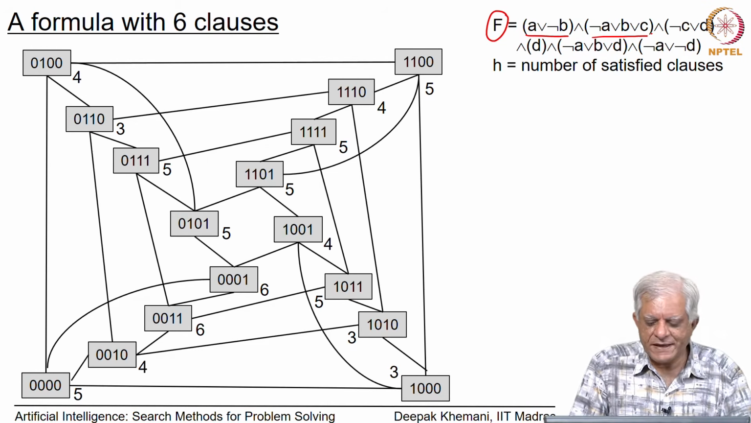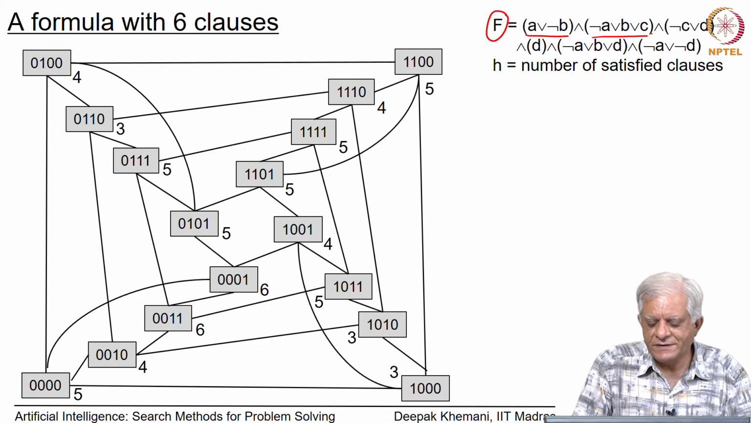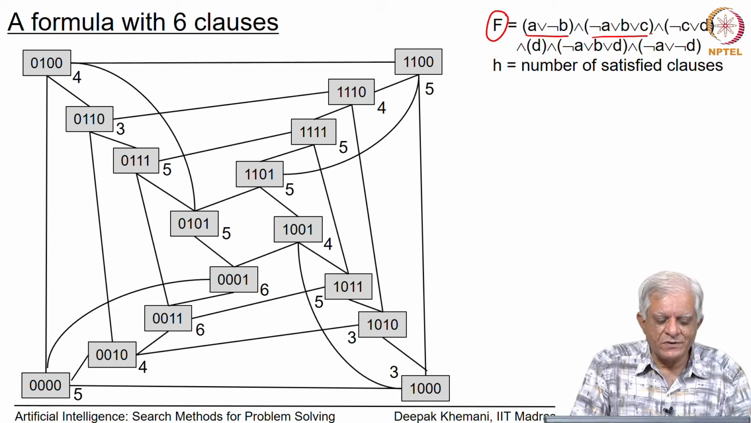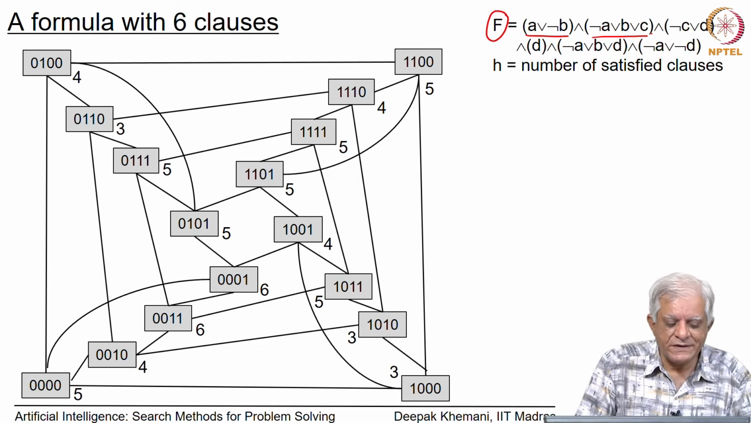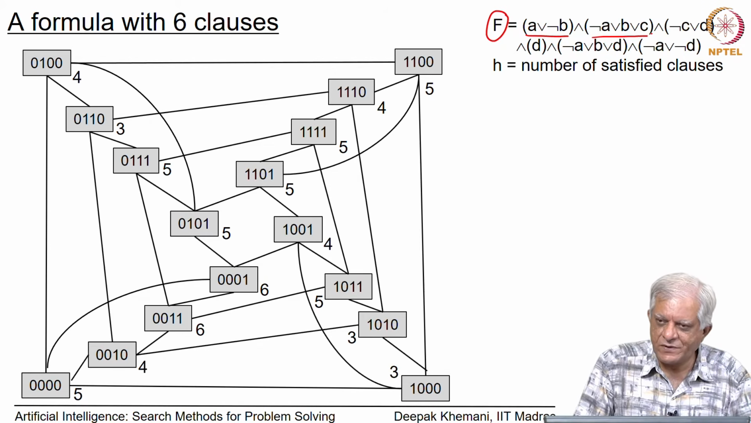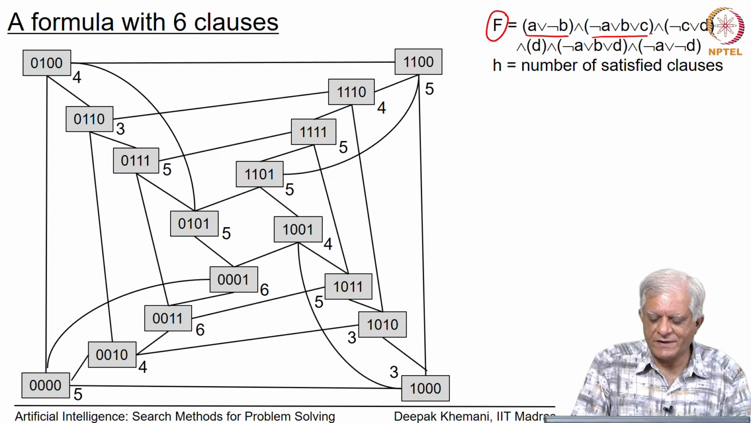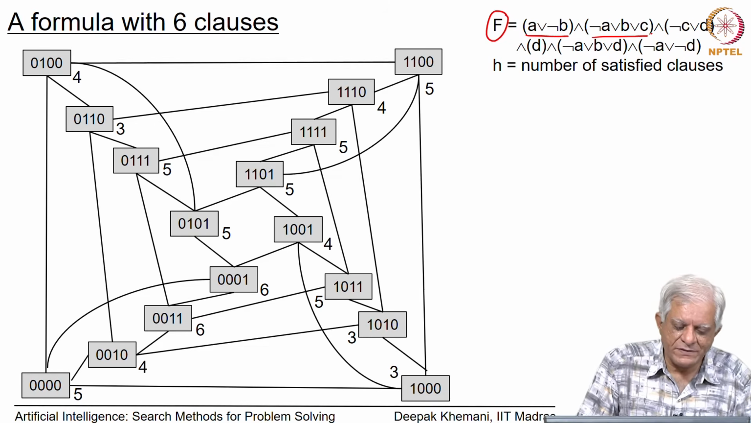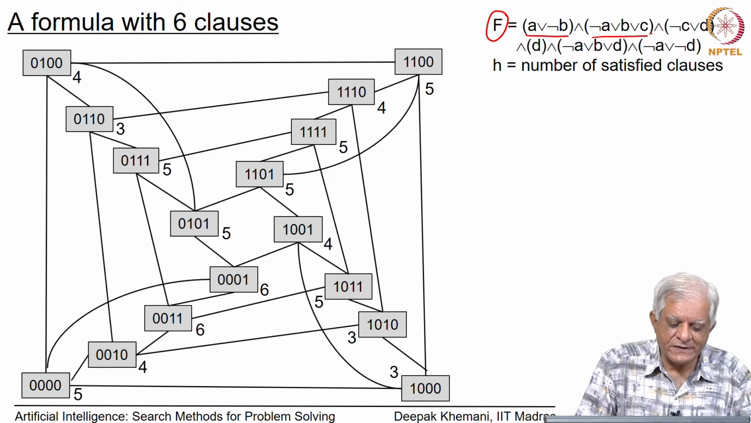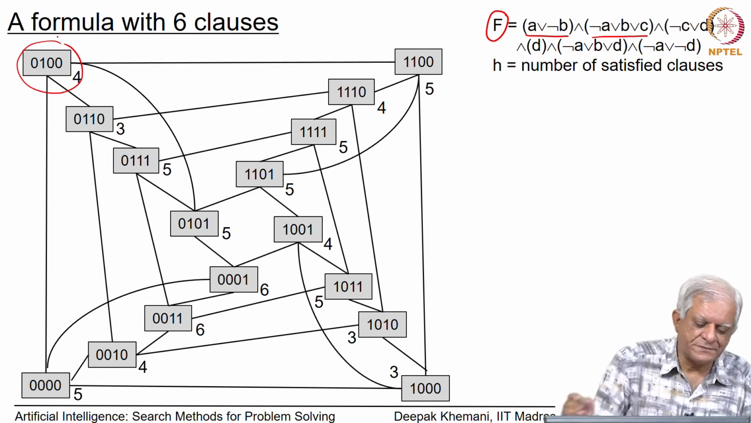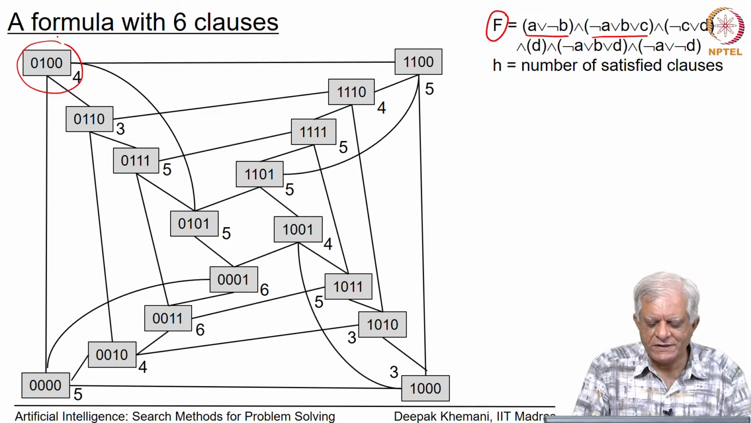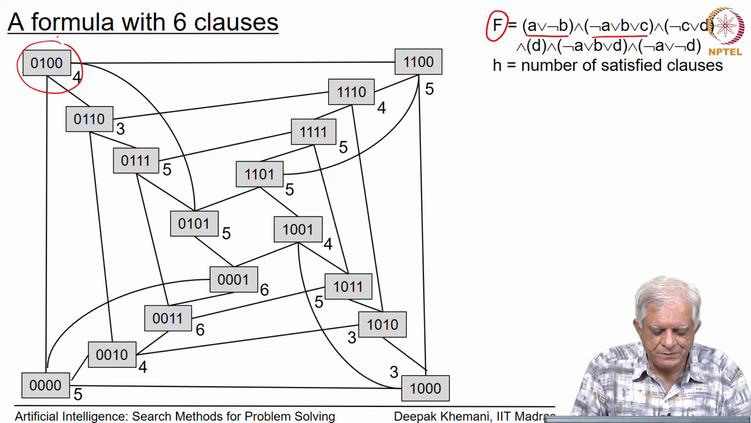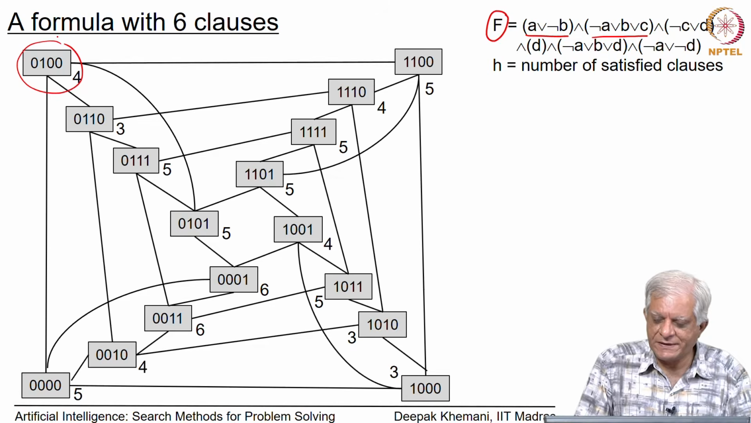What this diagram shows is the heuristic value for each node. The topmost left corner has a value 4, which means 4 of those 6 clauses have been satisfied for the assignment A is equal to 0, B is equal to 1, C is equal to 0 and D is equal to 0. So, that is this node here, and likewise for every other node you can see that the heuristic value has been depicted here.